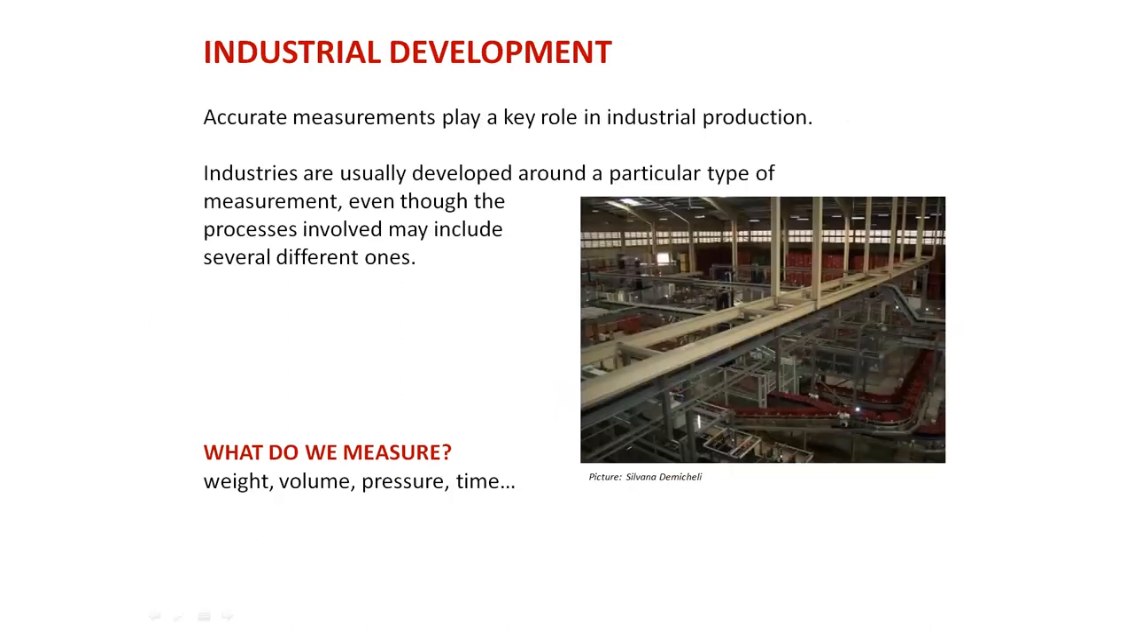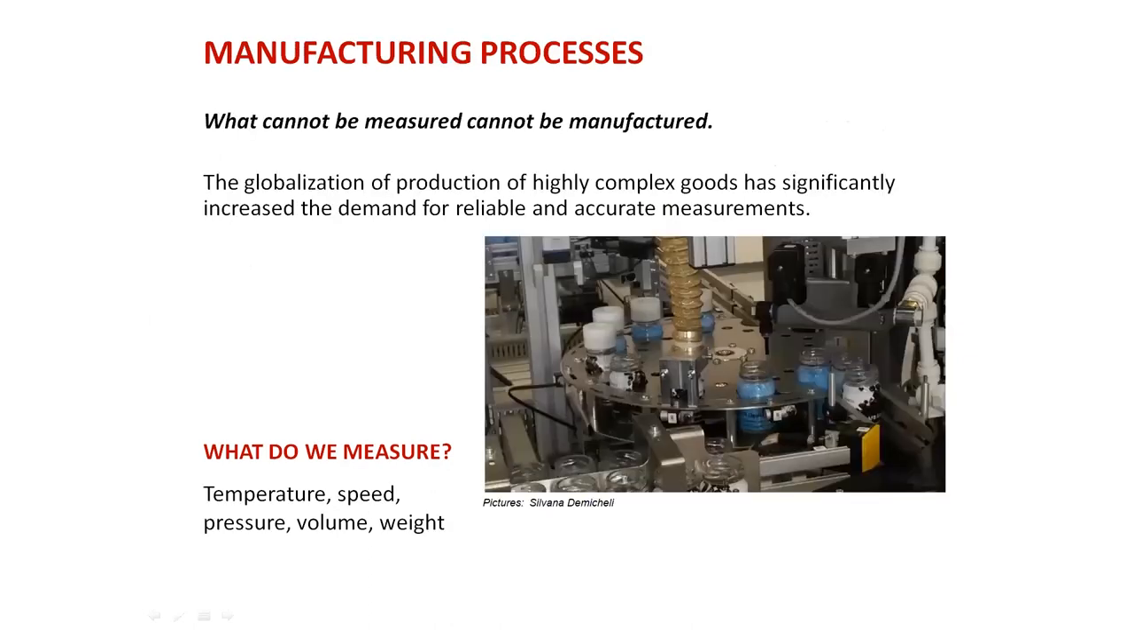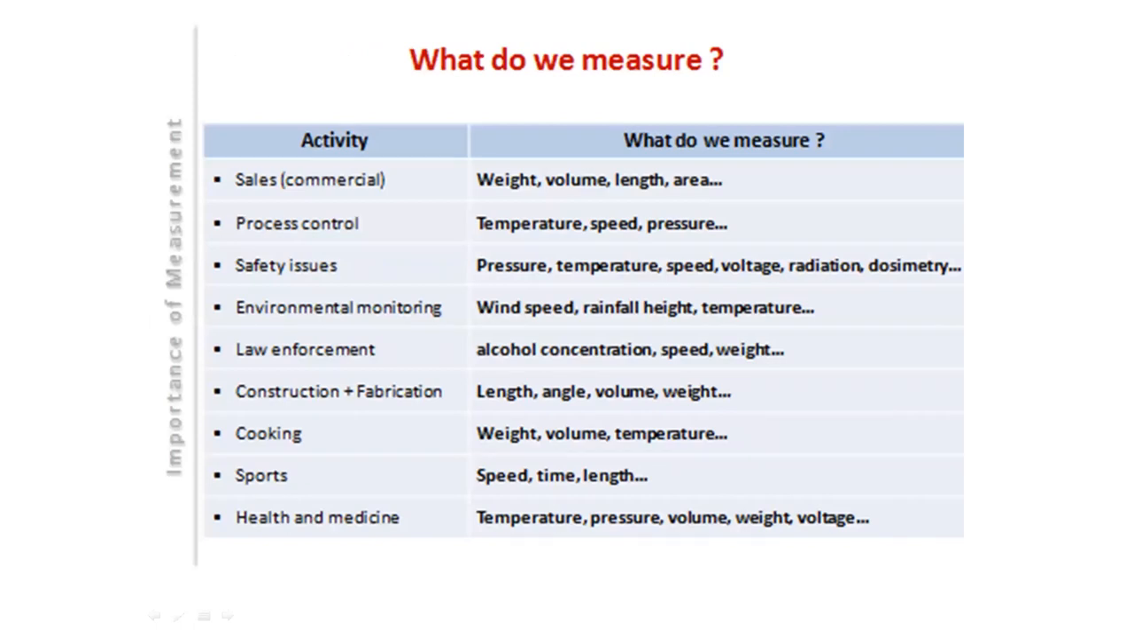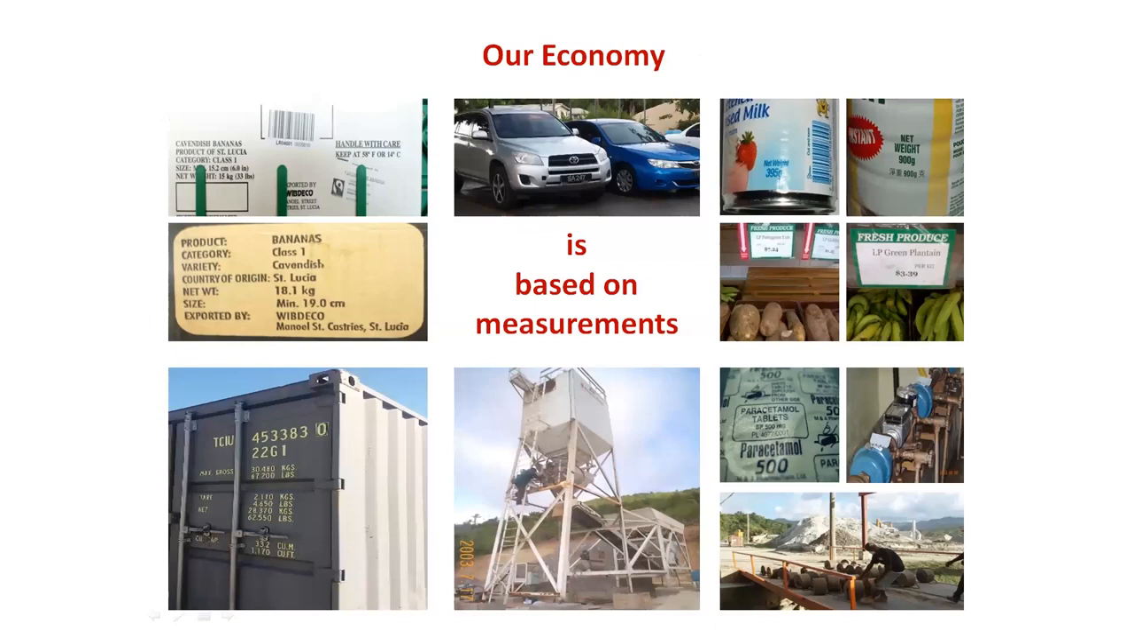Industrial development involves basically the same: weight, volume, pressure, etc. It will not be possible without measurements. And scientific advances would involve reliable and accurate measurements. So for basically all these activities, we're measuring the same: weight, volume, pressure, concentration, length, width, etc. We can safely say that our economy is based on measurements, from what we produce locally for consumption, to what we export and even what we import.